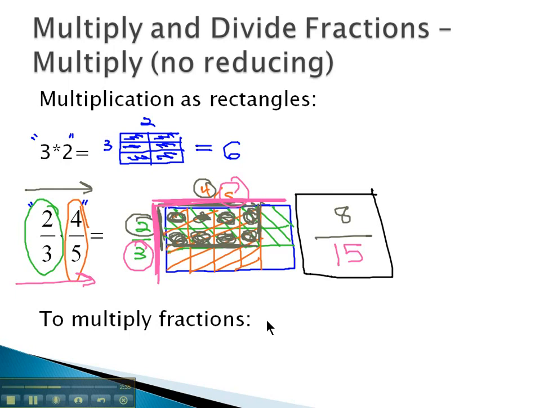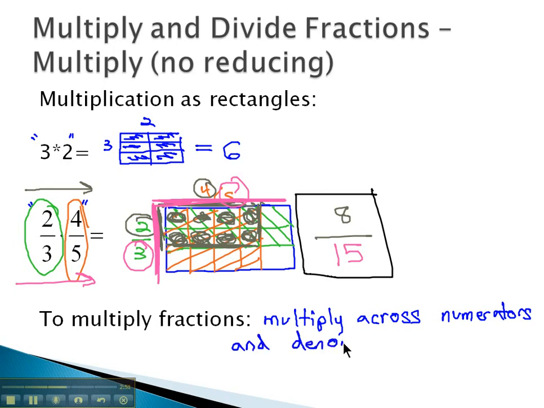This suggests the pattern for multiplying fractions. We multiply fractions by multiplying across the numerators to get our new numerator and denominators to get our new denominator. Let's try some examples where we multiply across without having to draw the rectangle itself.